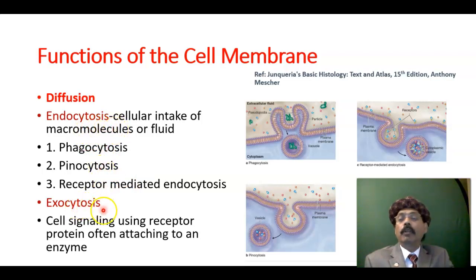How about cellular output, something coming out of the cell? That is exocytosis. Cell signaling uses a receptor protein, often attaching to an enzyme. You have to remember how cell signaling is done. It is done by a receptor protein, often attaching to an enzyme that may be adenylate cyclase, or kinase, like that.